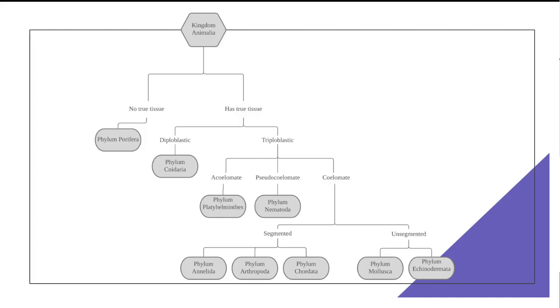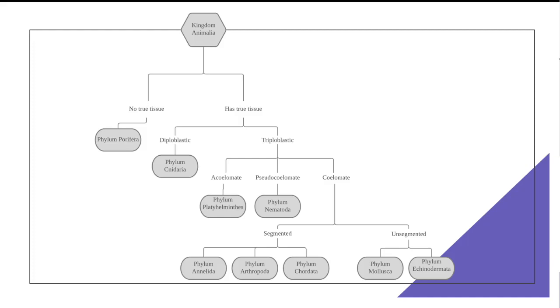The next characteristic is its body plan. So if it is triploblastic and acoelomate, that is phylum Platyhelminthes. If it is triploblastic but pseudocoelomate, that is phylum Nematoda. And if it is a coelomate triploblastic organism, then we are going to look at whether it is segmented or unsegmented.